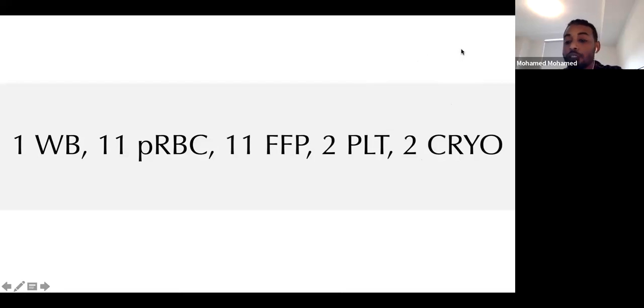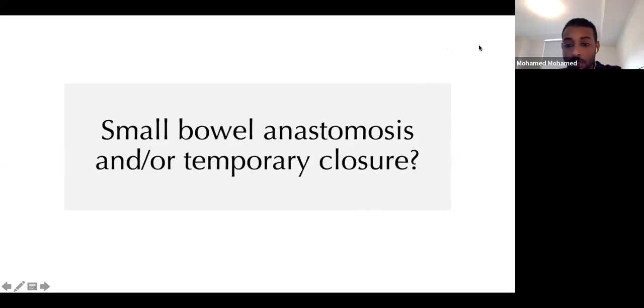At that point, he did respond to the transfusions. He was not requiring any additional transfusions. So the question was, what do we do to the small intestinal injuries? Would we do an anastomosis or just do a temporary closure and send the patient to the ICU?